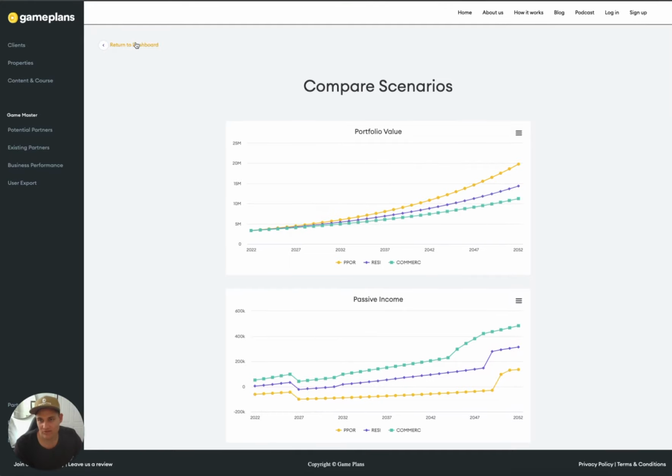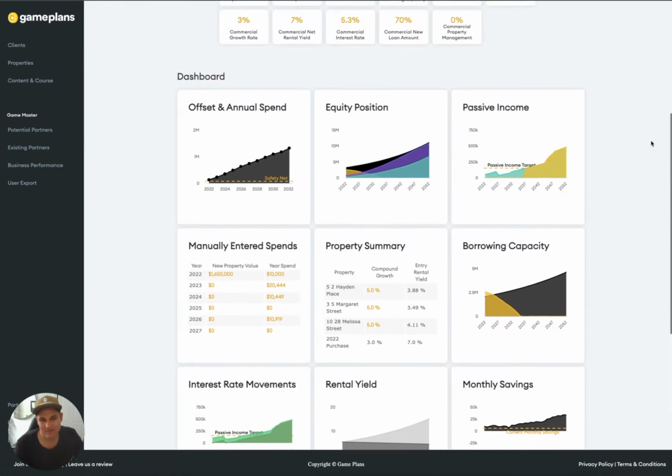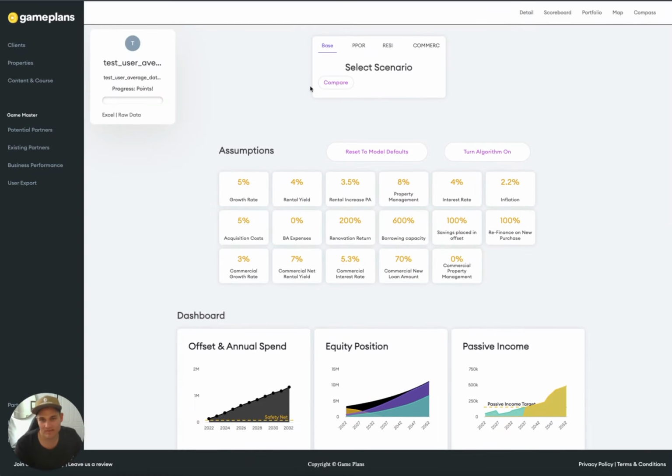Hopefully you enjoy that little feature. It's also an add-on to all the other cool charts that we have historically as well, but a nice little feature there just to compare.